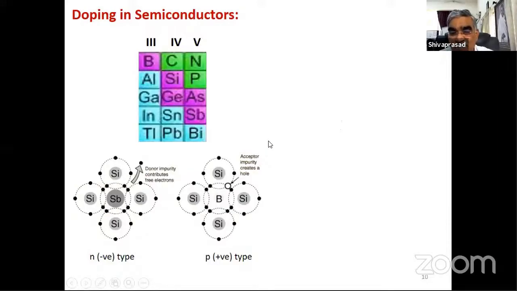So you can get two types by doping with their neighbors, one neighbor who wants an electron and one neighbor who gives an electron. So if you dope with somebody who wants an electron, you become p-type. And when you dope with a material which has an excess electron, then you call it n-type, right? So this is typical of semiconductors.